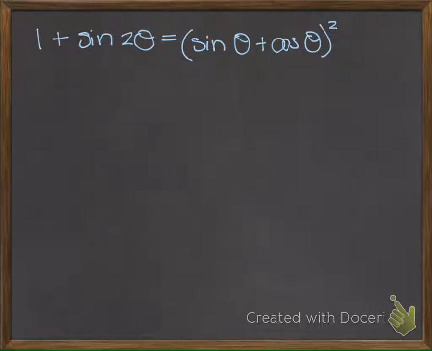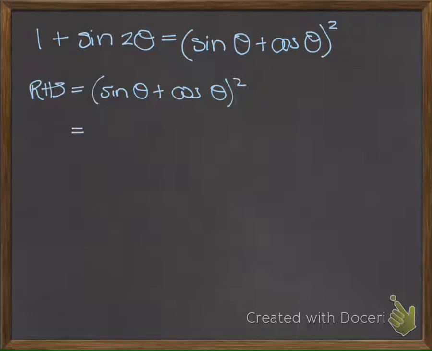Usually it's easier to FOIL something out than to factor something to make it look like that. So I'm going to go ahead and start with the right-hand side. What would you do first with this? We'd FOIL it out, making sure that that does not mean just distribute your squared. Okay? Please don't make that mistake. So that's going to give me, if I FOIL that, sine squared, because I'll do sine times sine. The outer terms will give me sine times cosine. The inner terms will also give me sine times cosine.